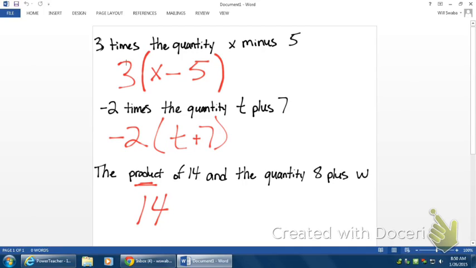And here's this word quantity again. Remember, that's really separating the second part. And this is telling me 8 plus w. So we know we're going to add 8 plus w. All right? And that word quantity is telling me, okay, I'm going to add 8 plus w first, and then I'm going to multiply it times 14. All right?